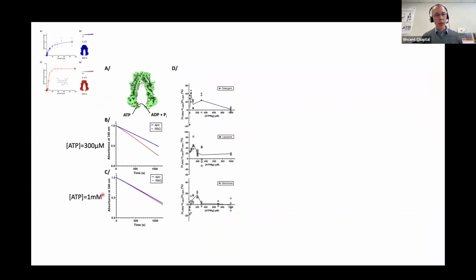For example, at 1 millimolar, which corresponds to this part here, we're really at the plateau. We don't see any effect of the drug. We can see that it hydrolyzes ATP the same way. But when we place ourselves at 300 micromolar, here, then we can see an acceleration of the ATPase activity, meaning that the drug has an effect on how something happens here. We can see this in detergents, in liposomes, and in native membranes. So there's really something going on.